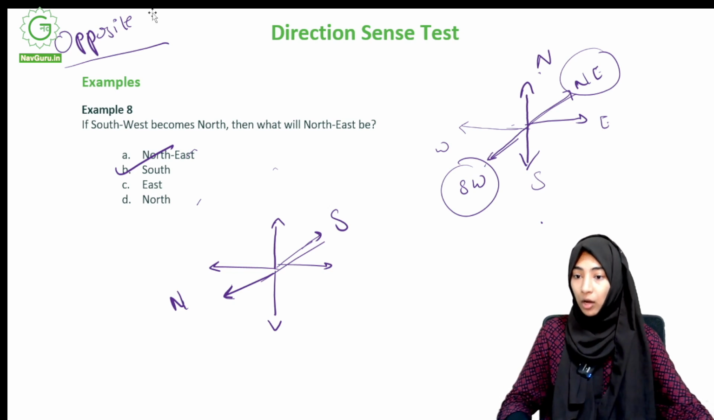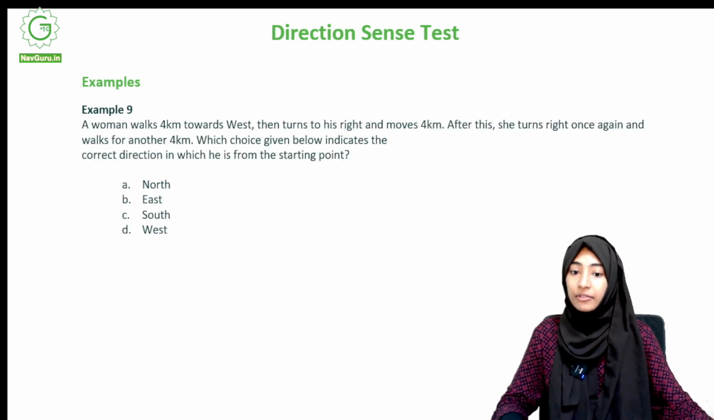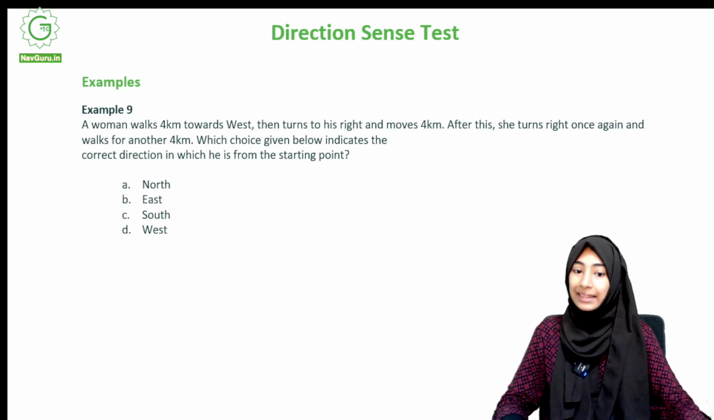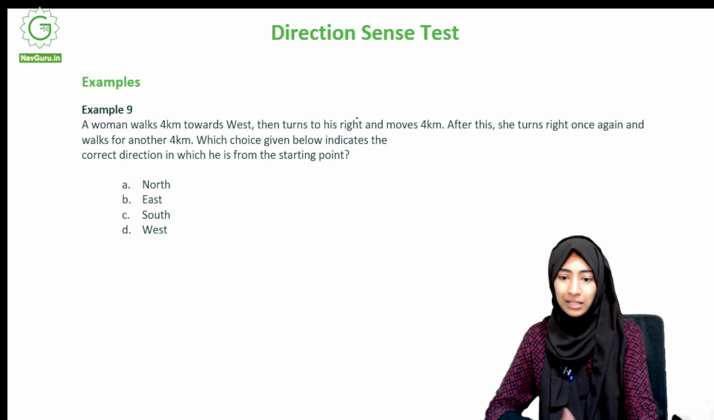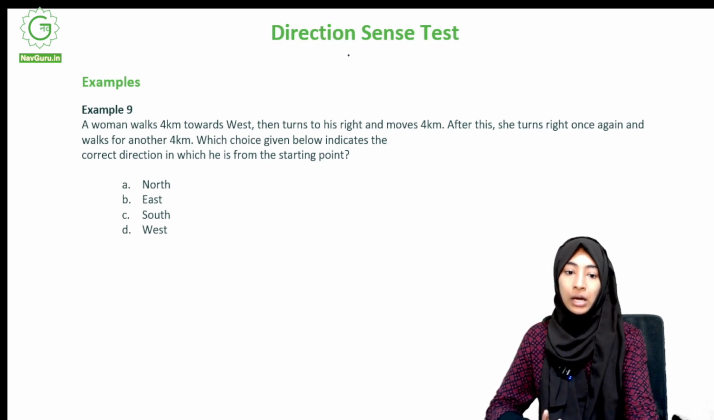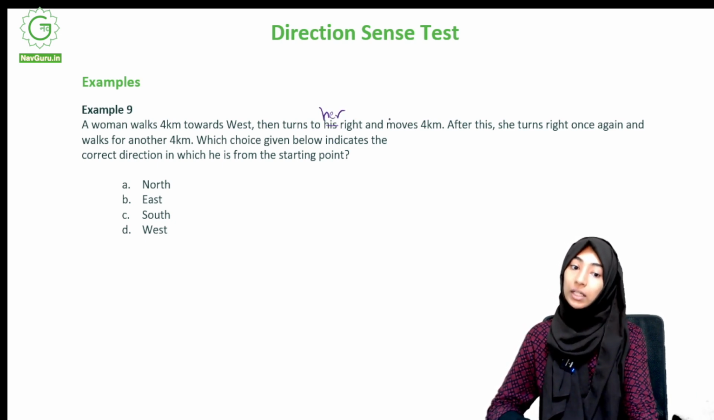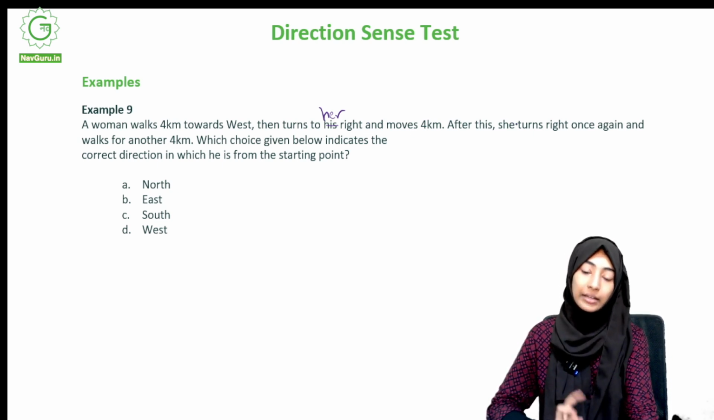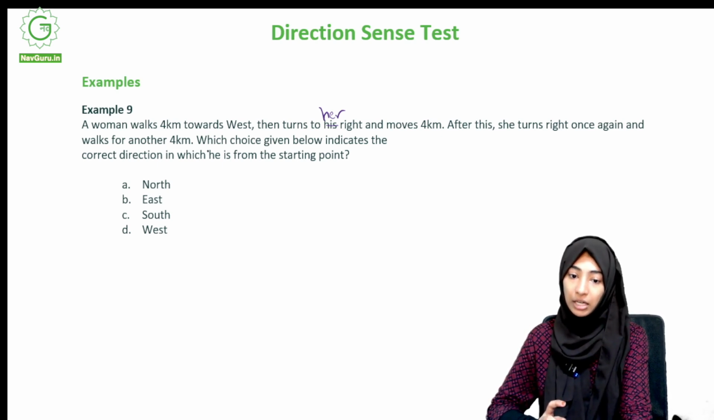Okay, moving on. A woman walks 4 kilometers towards west, then turns to her right and moves 4 kilometers. After this, she turns right once again and walks for another 4 kilometers. Which choice given below indicates the correct direction in which she is from the starting point?